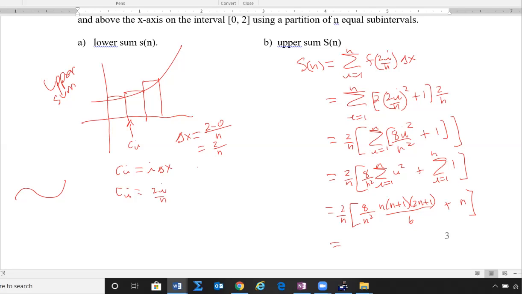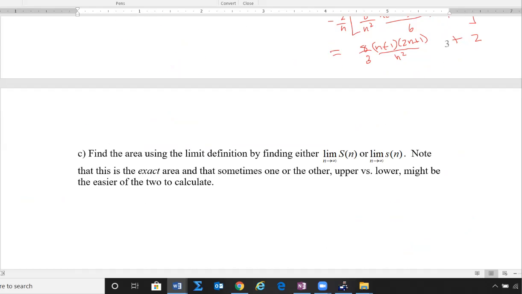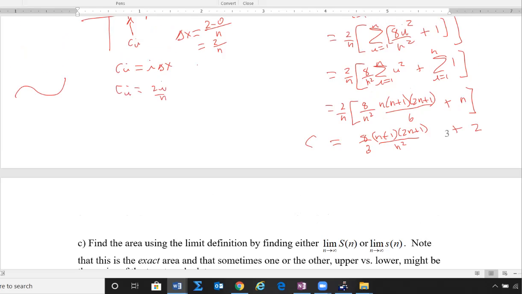Okay, so now if we do a little expansion here, let's expand over here. We're still going to get that 8 over 3 in here, and we'll still have, it looks like, the n plus 1 times the 2n plus 1. And underneath here, we'll have an n squared, like that. And this other term will just be a 2. So now, let's leave it like that. That's our S of n.